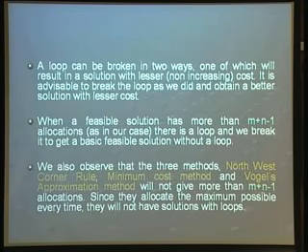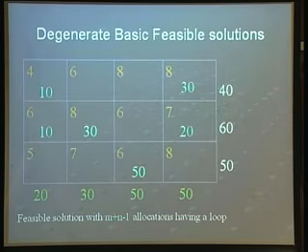Now, they do not give more than m plus n minus 1. Since they allocate the maximum possible every time, they will not have solutions with loops. Next. Now, we need to look at one more aspect which is given by this example.